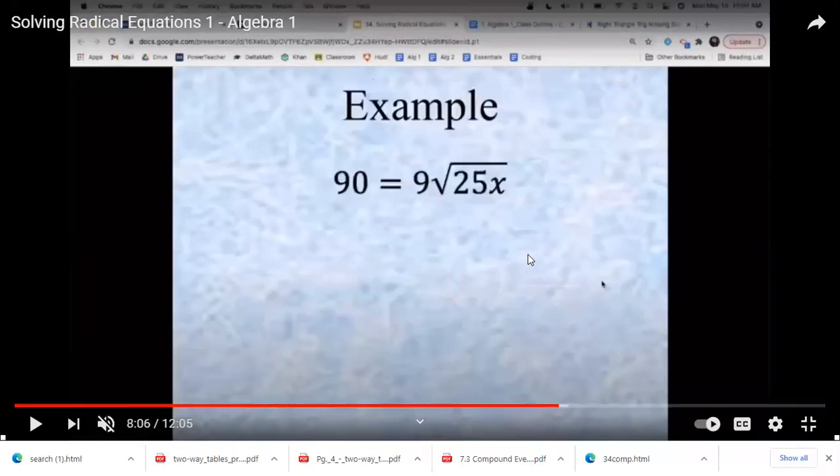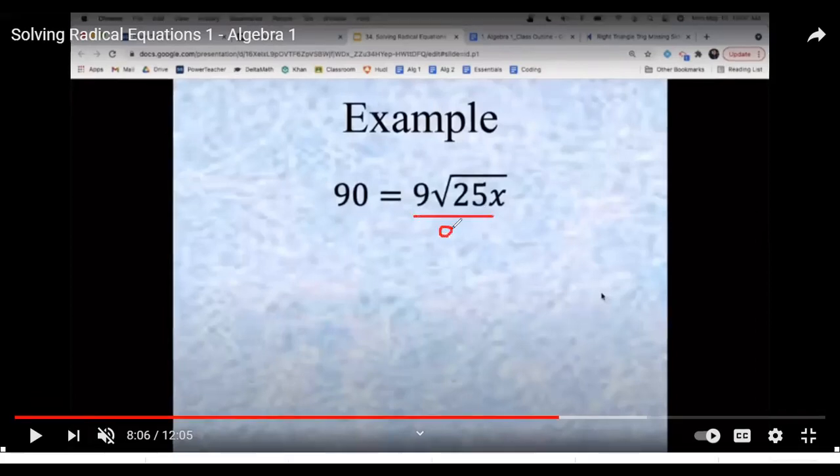Another question. If I have 90 equal 9 square root 25x, how can we solve this question? First divide by 9 on both sides. Yes, we are going to divide both sides by 9. So we have 10 equal square root 25x.